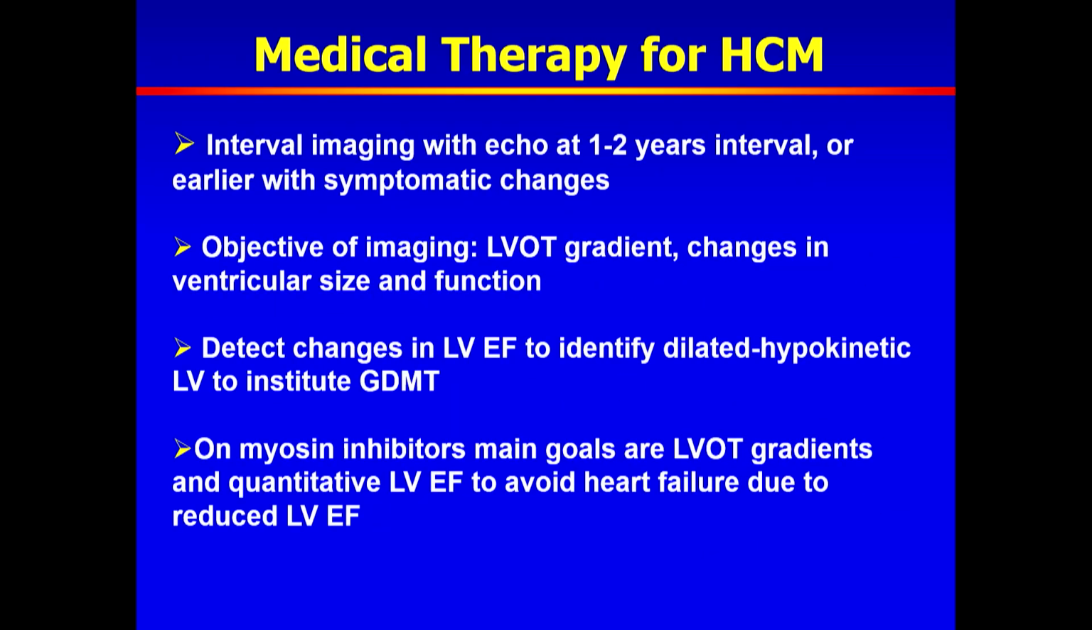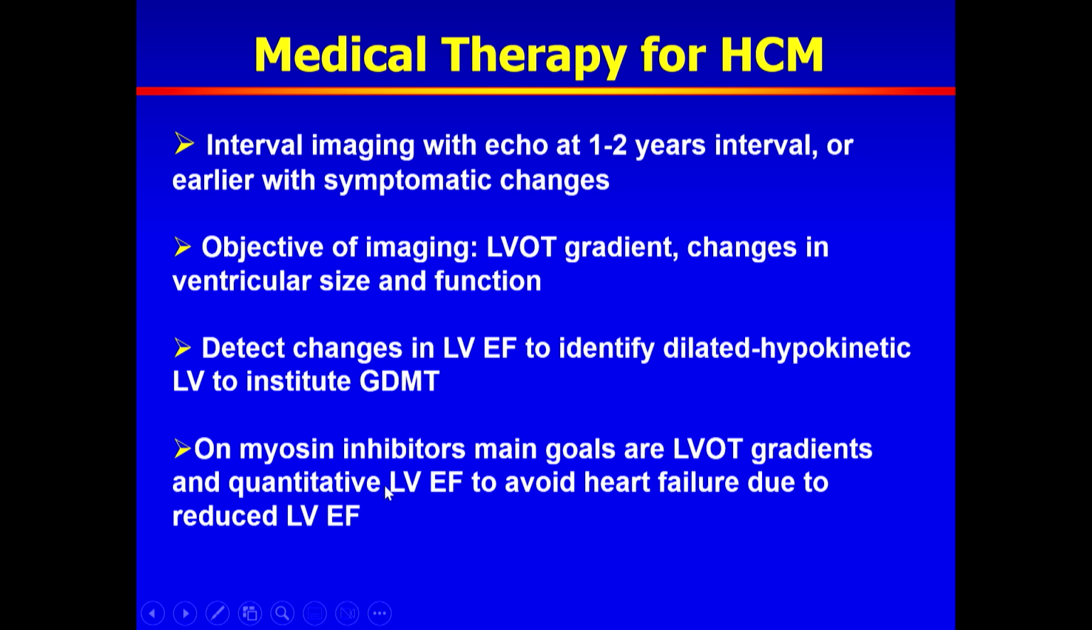So when we treat patients for dynamic obstruction, we can use medical therapy, of course. We typically do imaging at 1 to 2 years interval. Anytime there is a change in symptoms, you want to look sooner. Perhaps a patient who has not had obstruction in the past now has obstruction that you can treat. And specifically, we are looking for that gradient. We are looking for ventricular size and function because a subset of patients can develop what we call a dilated hypokinetic phase of the disease. Again, that would trigger a different treatment approach.